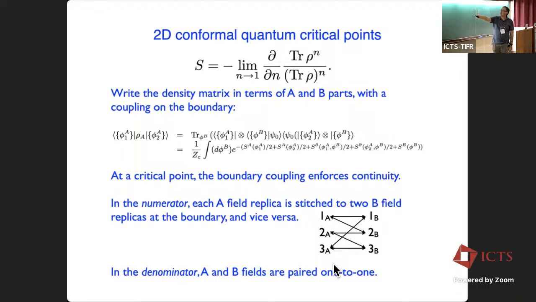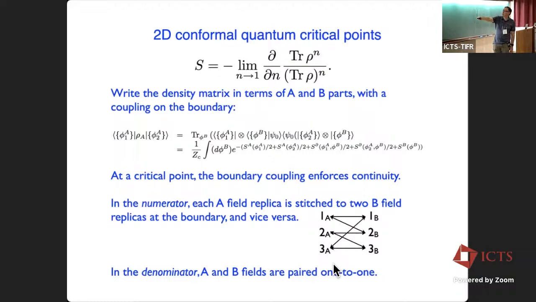The part that I can justify for free fields, maybe quickly, but not for general theories, is still a conjecture for general theories, I would say: every replica on A is stitched to two different replicas on B by the way that the trace of rho to the n works. If you wrote out rho to the n and put in resolutions of the identity, this is the example for two replicas, showing how going from replica 1 to replica 2 on the A side winds up with both of them coupling to one replica on the other side. So this is the kind of stitching of replicas that appears in this problem.